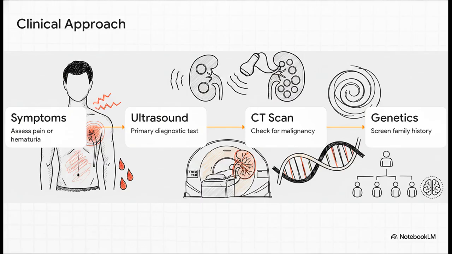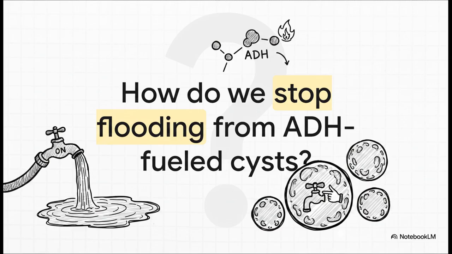Step 3. If we do spot a complex cyst that looks suspicious, we immediately escalate to a CT scan with contrast to check for that vascular enhancement we talked about earlier. And Step 4, especially for the polycystic diseases, involves deep genetic and family history screening to assess hidden risks, like those intracranial aneurysms.